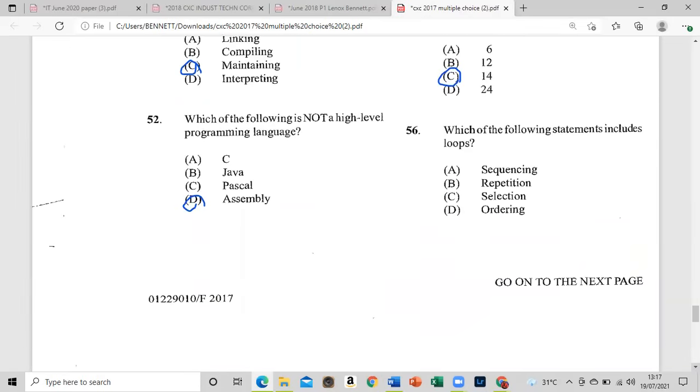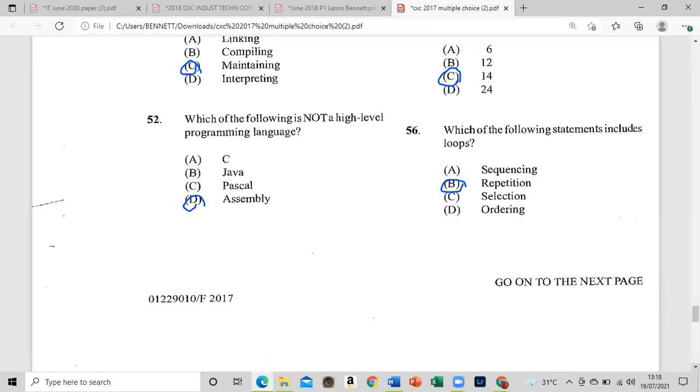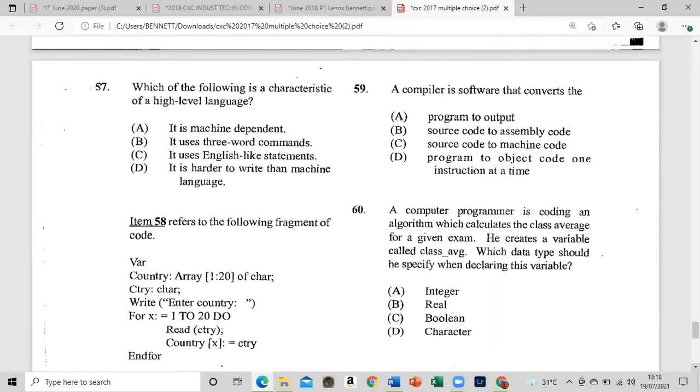Alright, so 56 now. Which of the following statements include loops? Is it A, sequencing, B, repetition, C, selection, or is it D, ordering? Well, the fact that it says loops, it means it will go over and over, right? Like if I go over and over and repeat and repeat. Alright, so let's move on to 57.